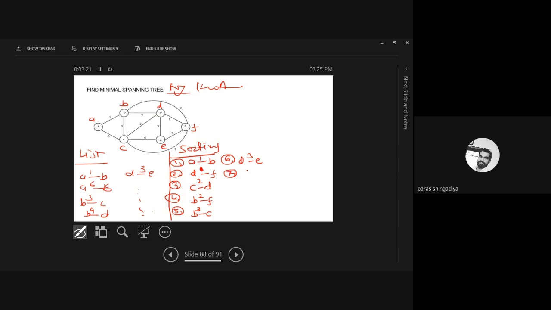Now 4, B and D, that is weight 4. Clear? Next is C and E, that is also weight 4. Number 9, 4 is now done. Then 5, in between E and F, that is weight 5. Number 10, that is 6, A and C, weight 6. And number 11, last one, in between C to F, whose weight is 7.